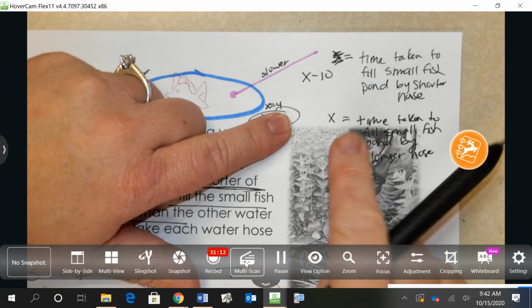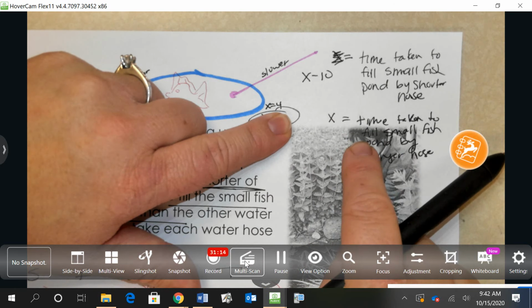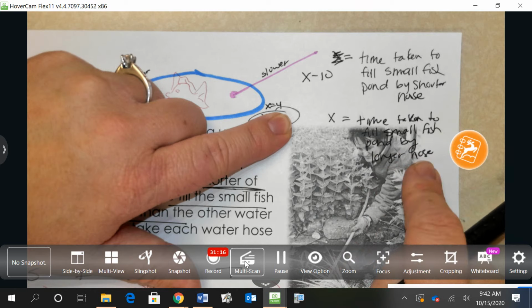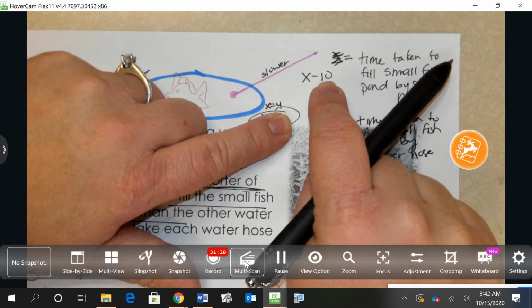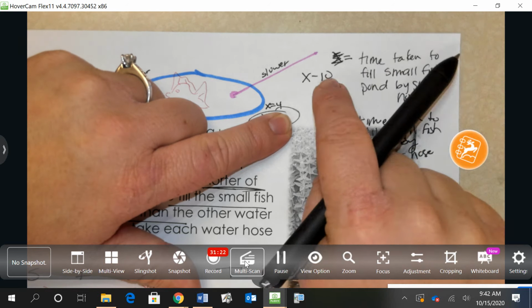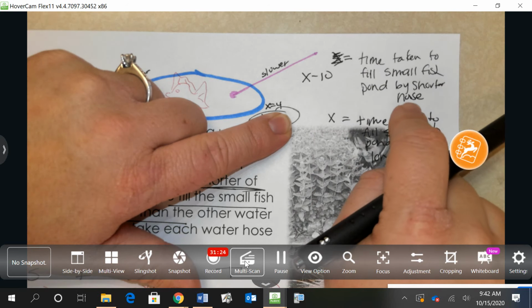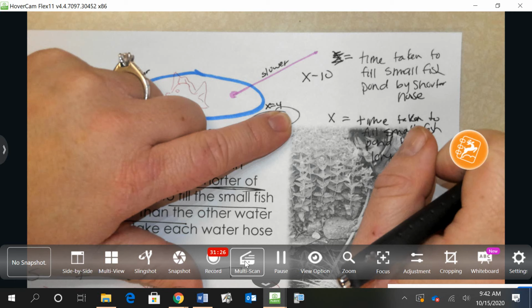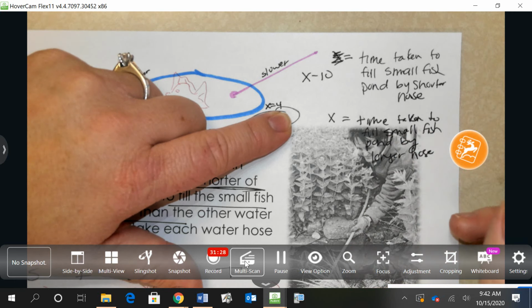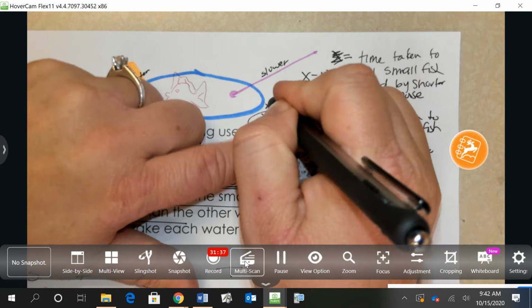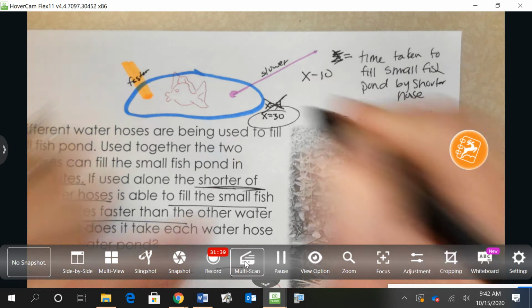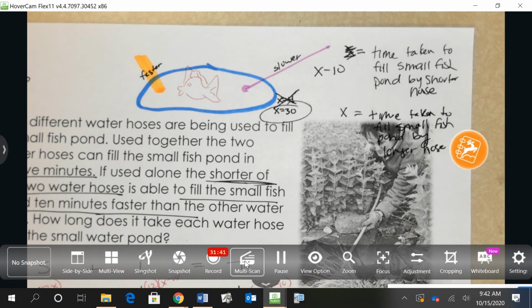Can it be true that it takes 4 minutes to fill up the small fish pond using a longer hose? Okay, good. And then substitute it in. 4 minus 10 is -6. And it takes -6 minutes to fill up the small pond using the shorter hose? Well, there's no answer that's going to have. Time is like distance. Time and distance will always have a positive answer. They'll have 0 or a positive answer. And so you can't have a negative amount of time. That means this is extraneous just by common sense. And so the answer is 30.